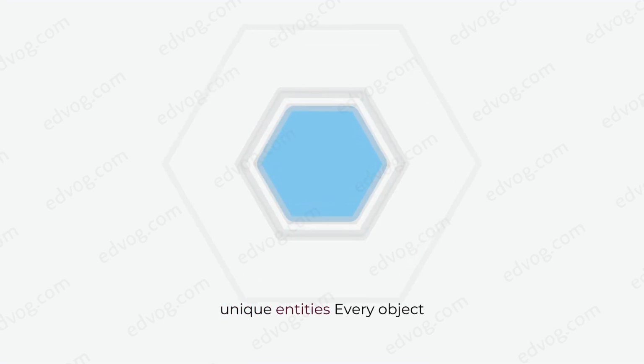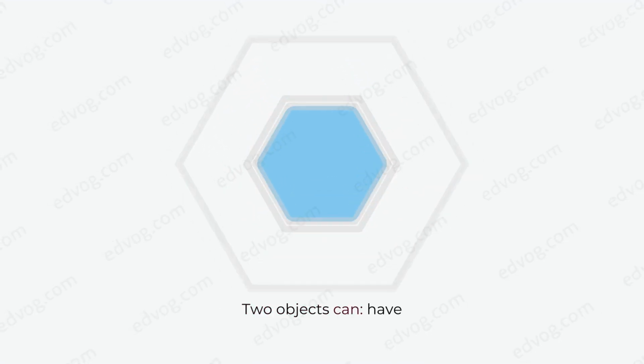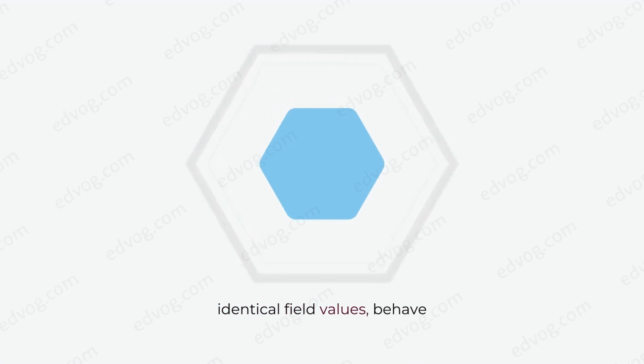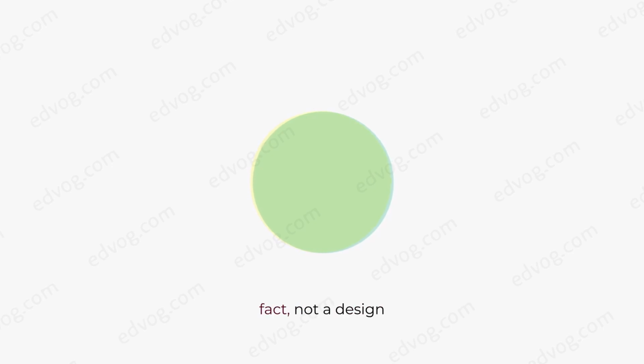Identity revisited. Objects as unique entities. Every object has identity. Two objects can have identical field values, behave the same way, but still be different entities. Backend systems care deeply about identity: caches, session tracking, entity management. Identity is a runtime fact, not a design choice.